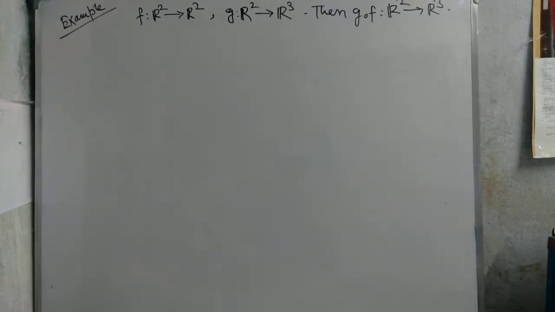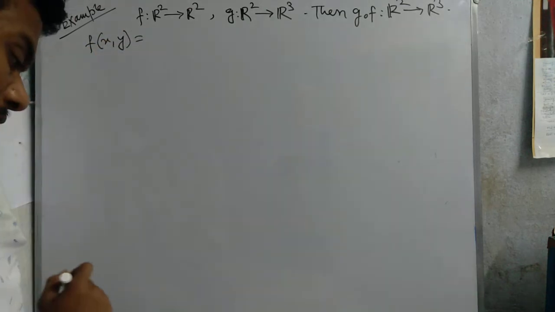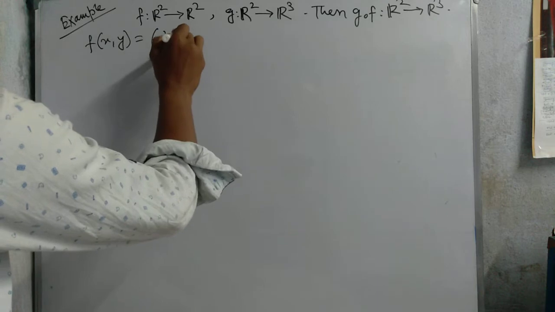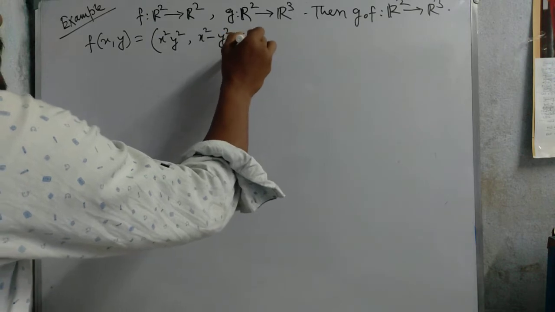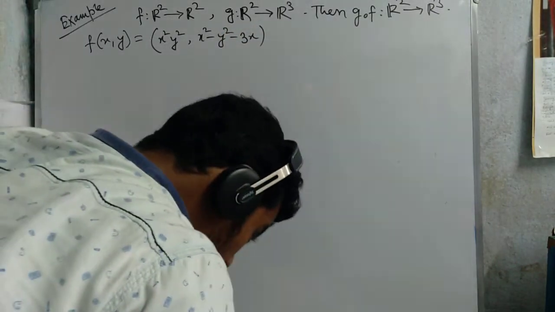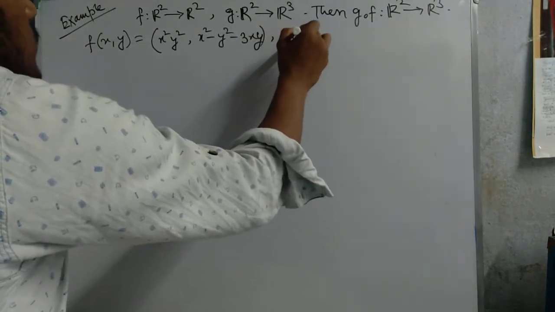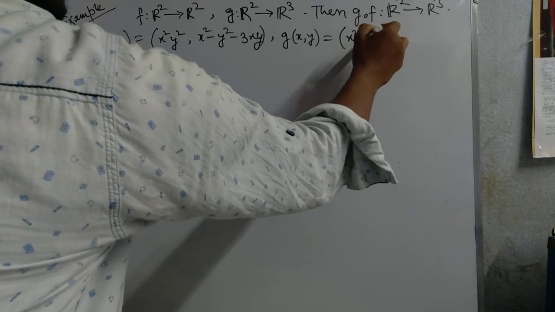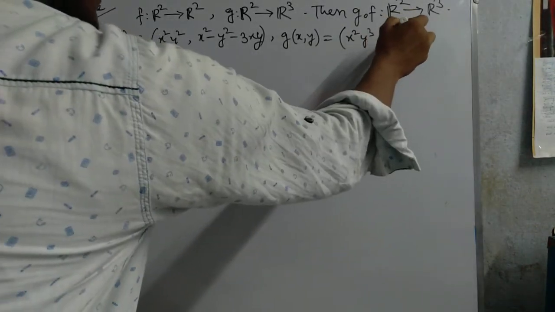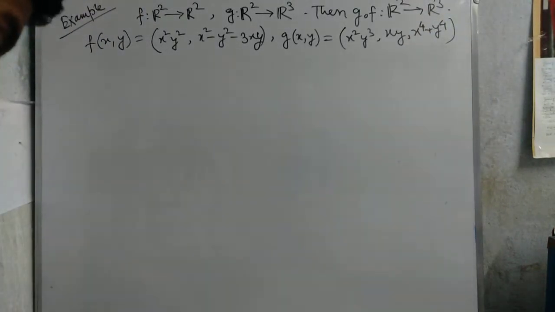Okay, now we write here f(x,y) = (x² + y², x² − y², 3xy) and g(x,y) = (x²y³, xy, x⁴ + y⁴).